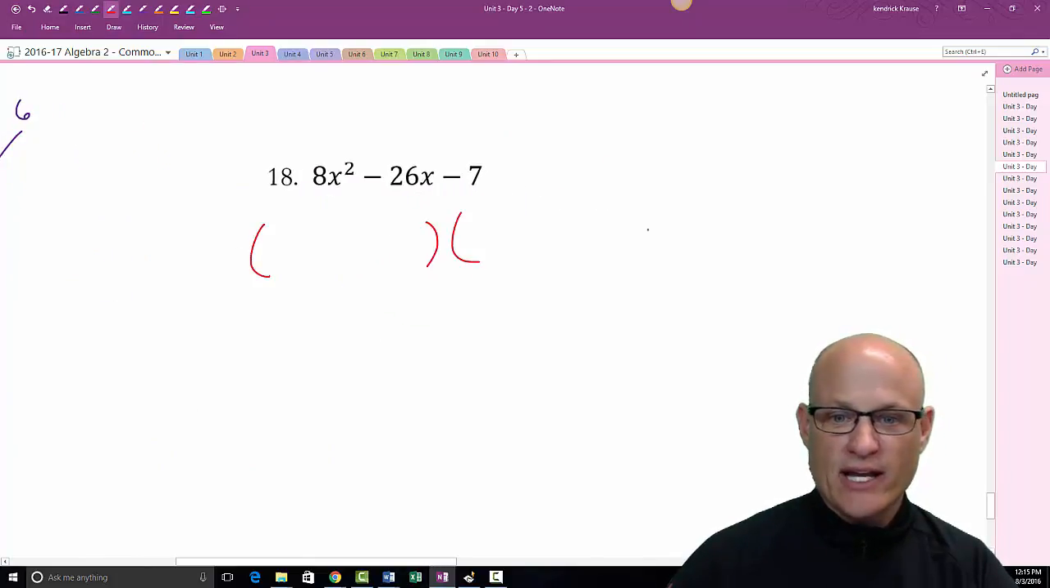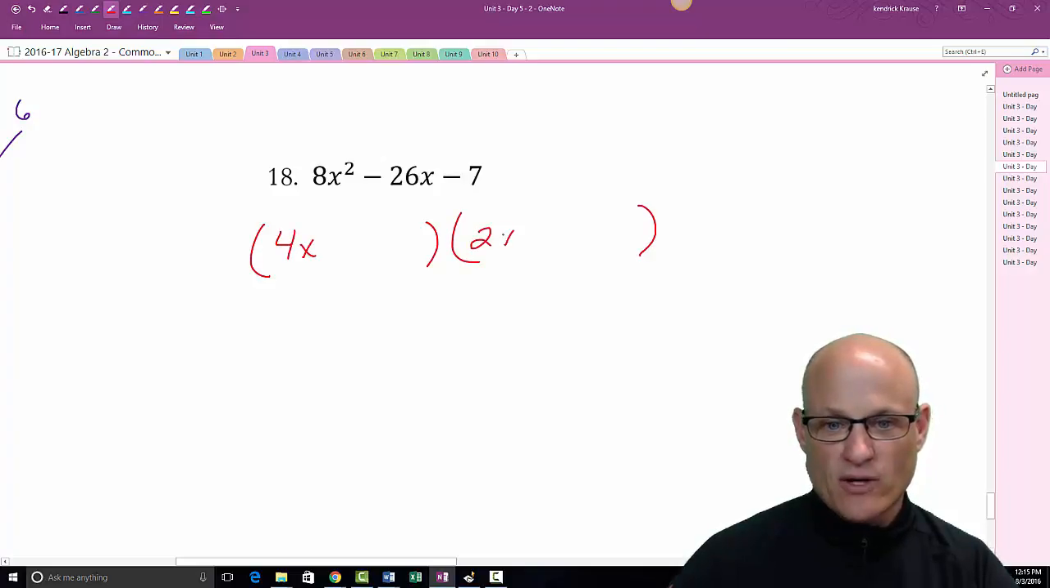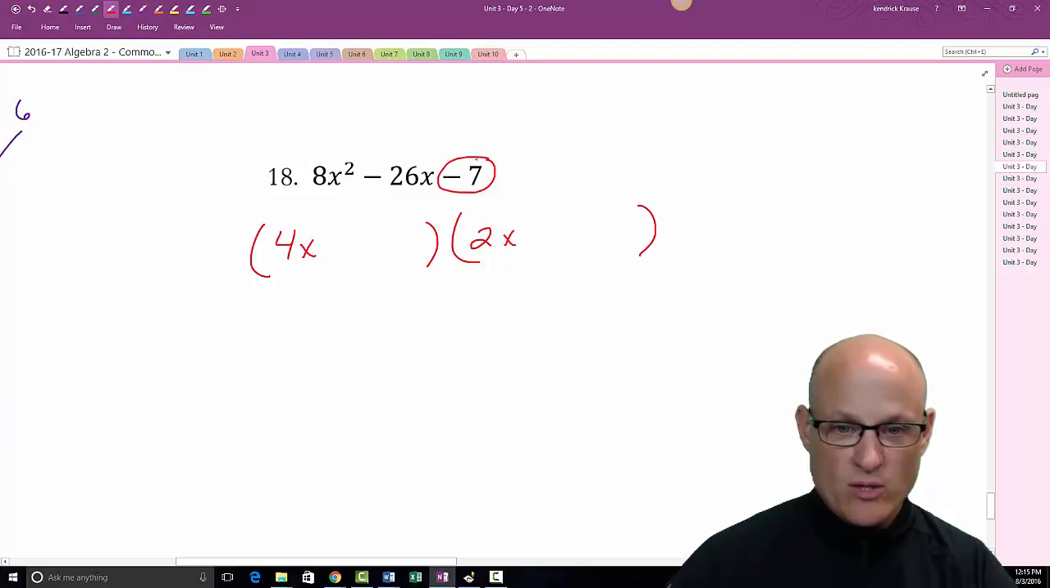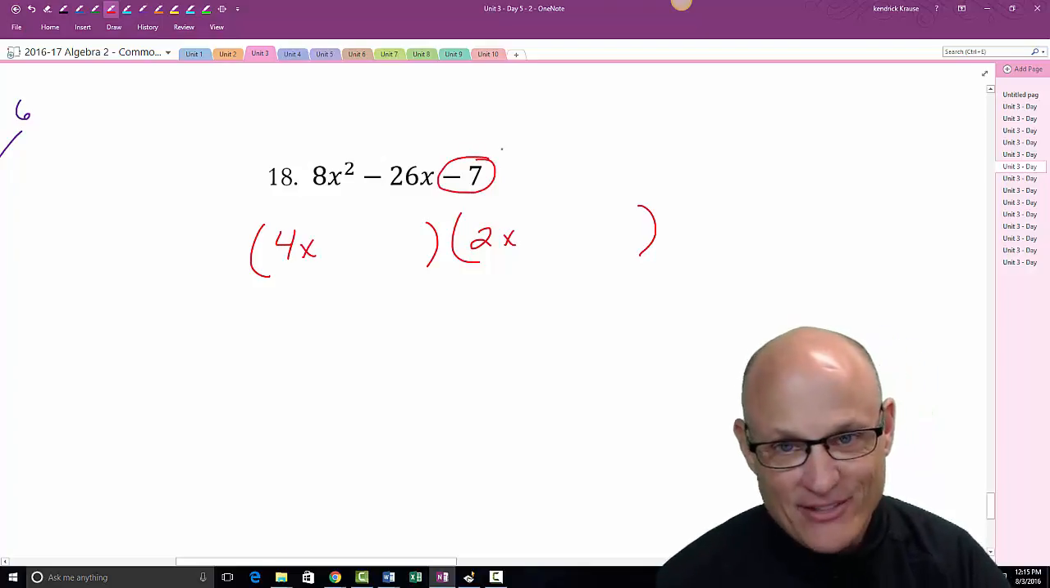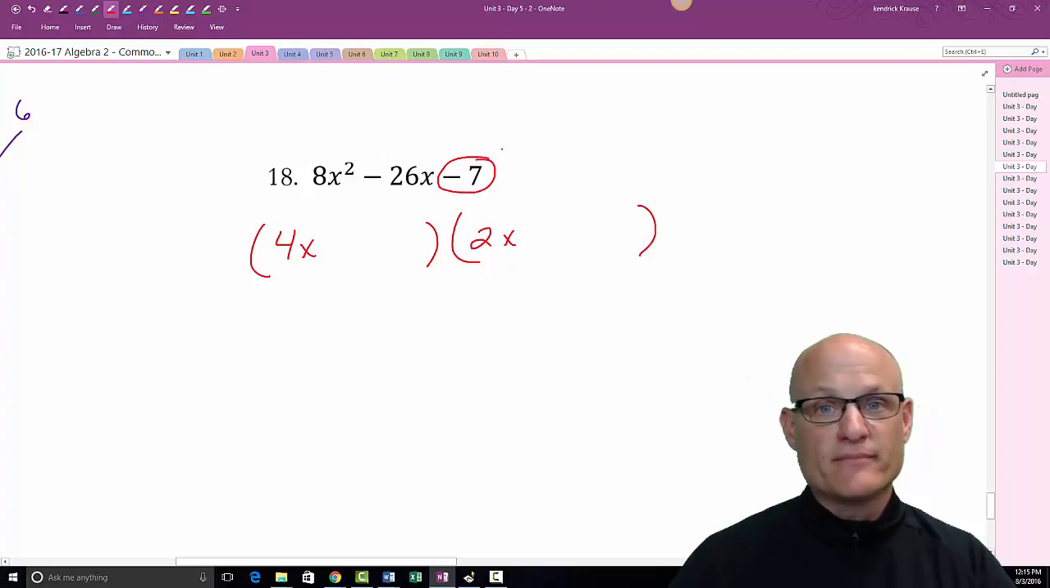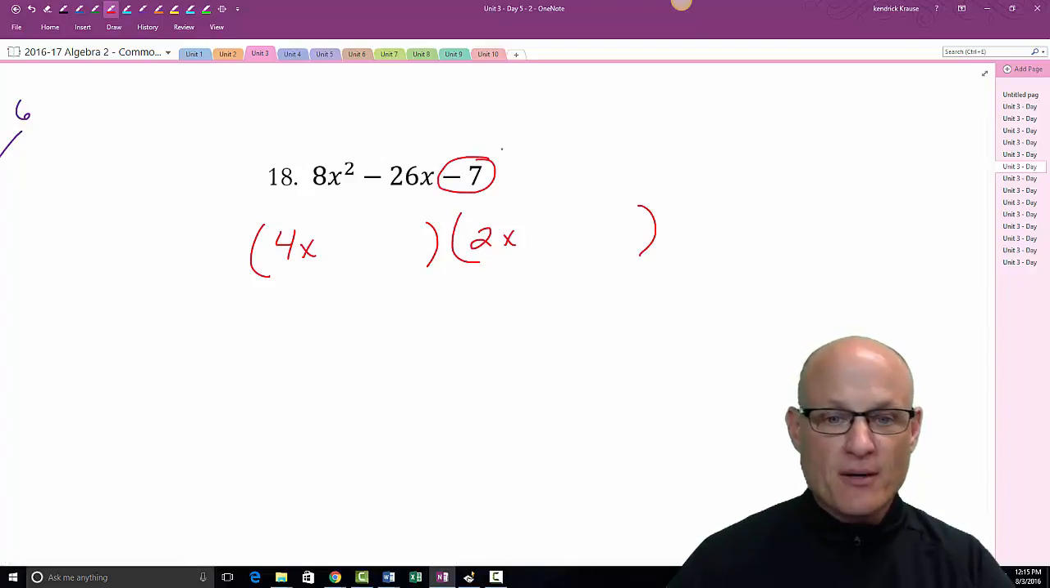Again, we can either use 8x and 1x or 4x and 2x. I'll try 4x and 2x. There's only one way to multiply to 7. 7 times 1. That's it. I mean, there's a billion ways. A million, quadrillion, infinite number of ways. But for the most part, there's only one way with whole numbers. Or integers, excuse me.